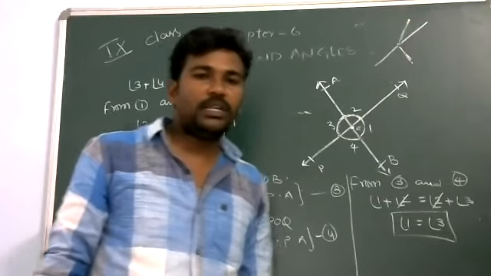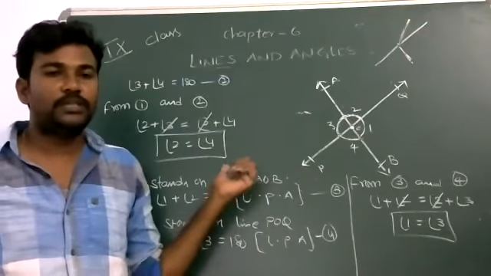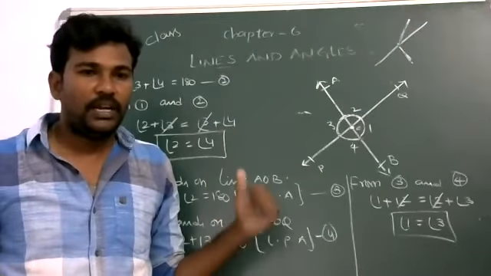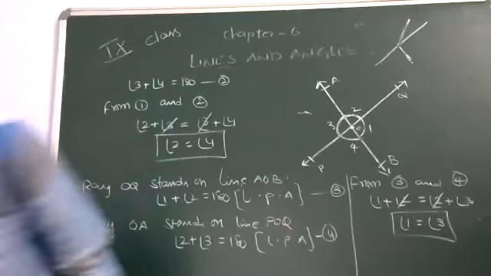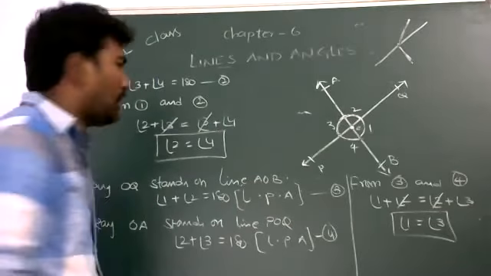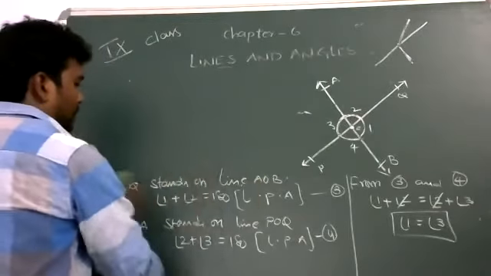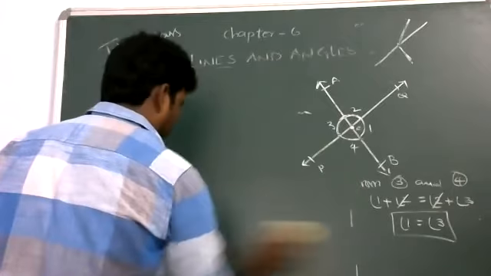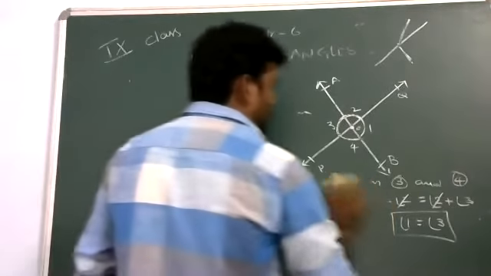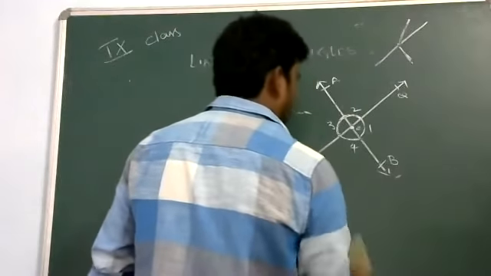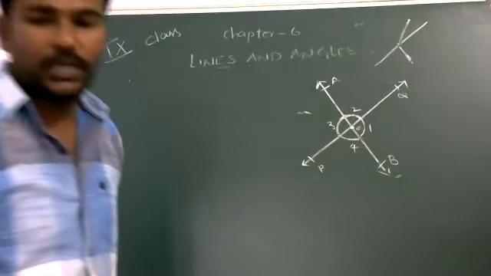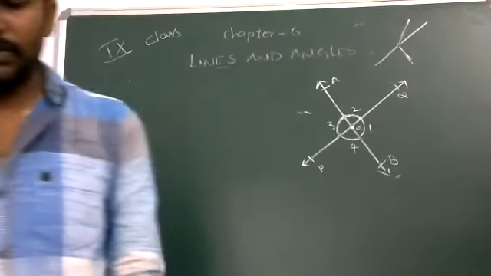Now, do we have any doubt in this theorem? Vertically opposite angles are equal. Any doubt? Now, I am going to explain a few example problems. So here you can see your textbook examples. I am going through your textbook examples.